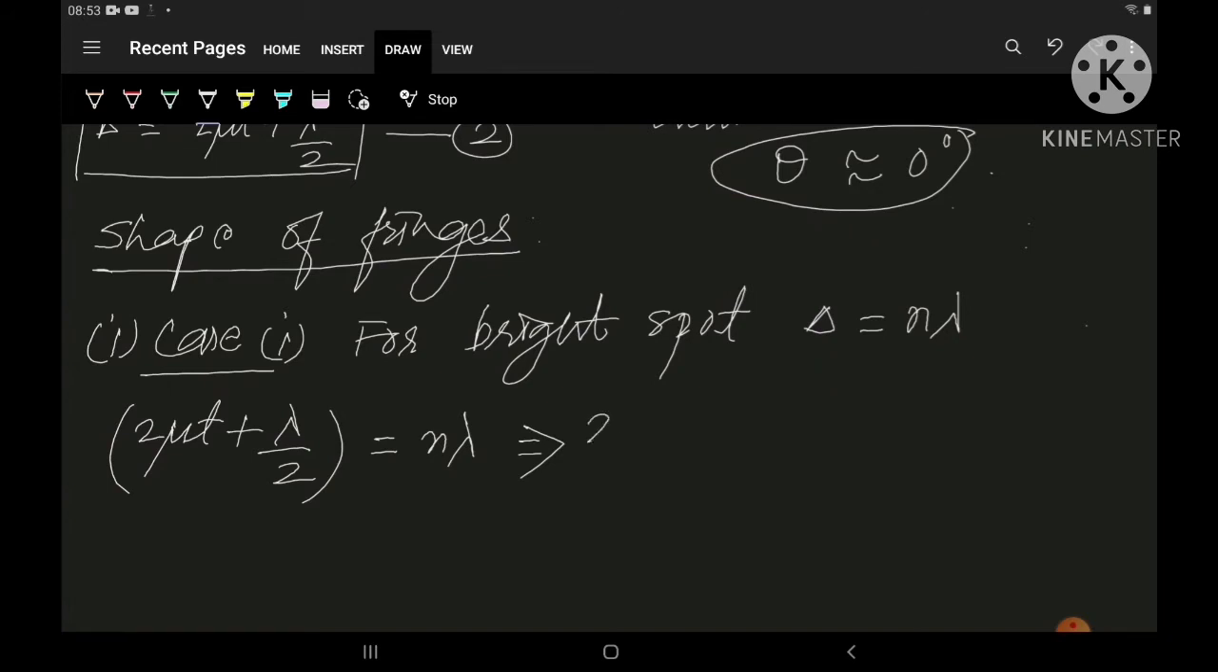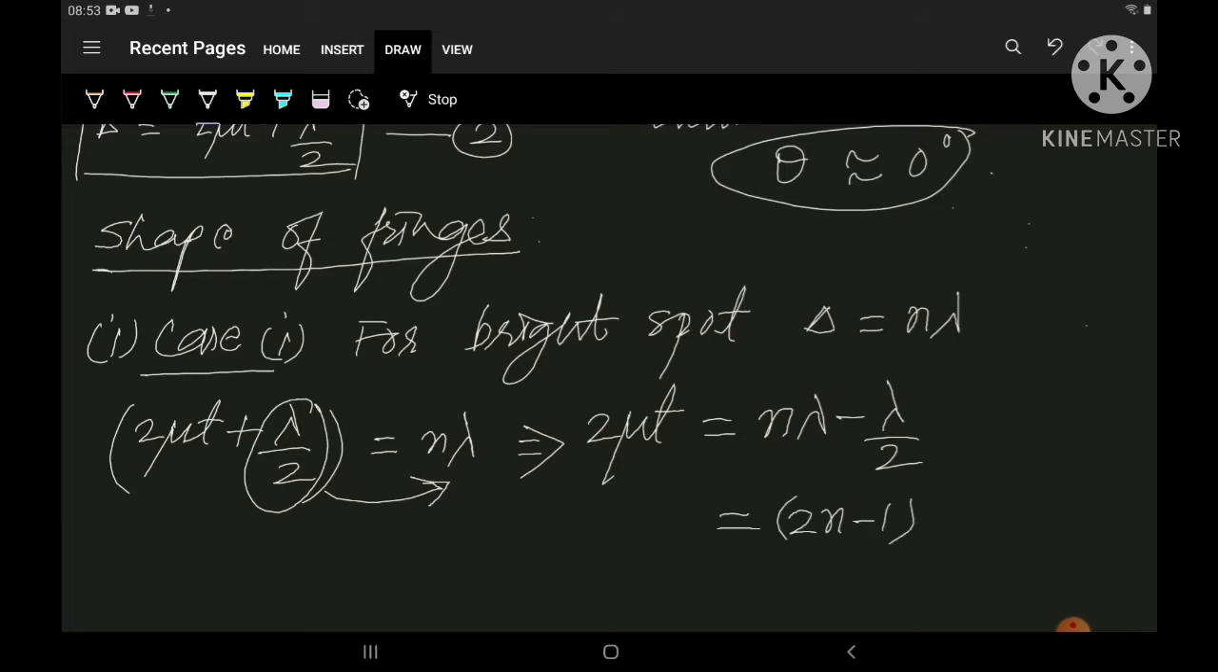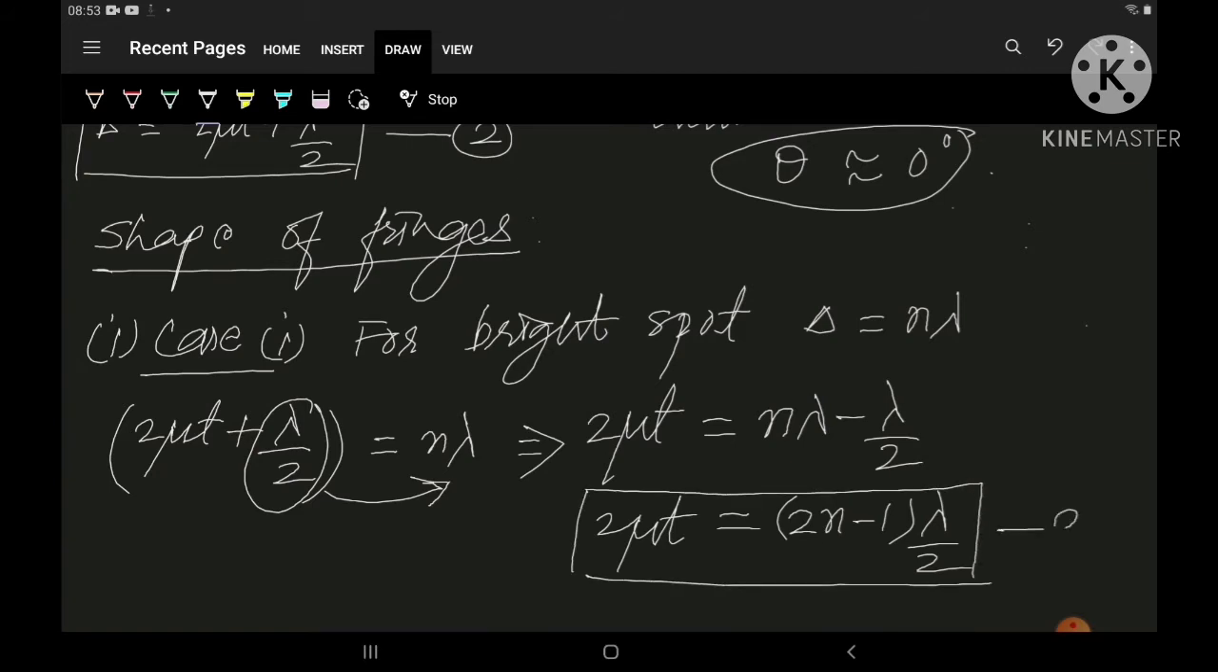Here 2 mu t is equal to, let us transfer this lambda by 2 to the right hand side. Then obviously we have n lambda minus lambda by 2, or we can say 2n minus 1 lambda by 2. 2 mu t should be equal to this. Equation number 3 means we can say here for bright spot 2 mu t should be equal to odd multiple of lambda by 2. Similarly, let's apply the second case.